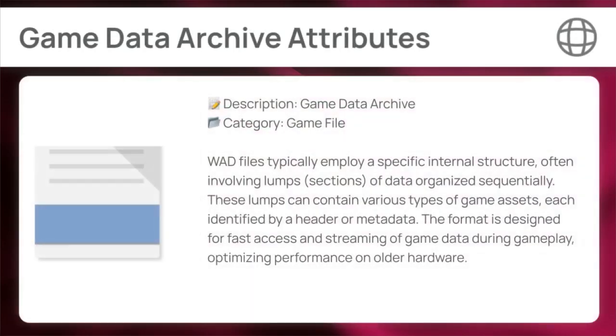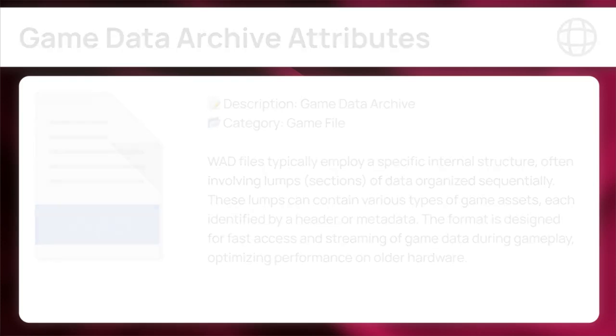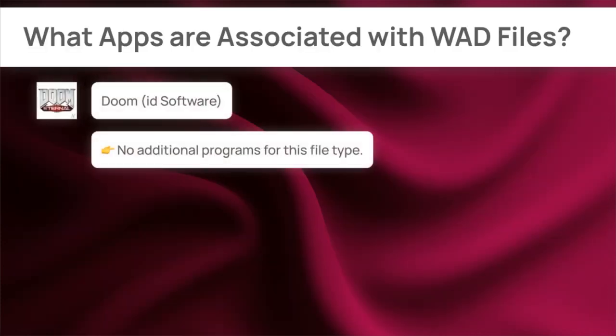WAD files typically employ a specific internal structure, often involving lumps, sections of data organized sequentially. These lumps can contain various types of game assets, each identified by a header or metadata. The format is designed for fast access and streaming of game data during gameplay, optimizing performance on older hardware. You will typically find Doom, developed by ID Software, associated with WAD.